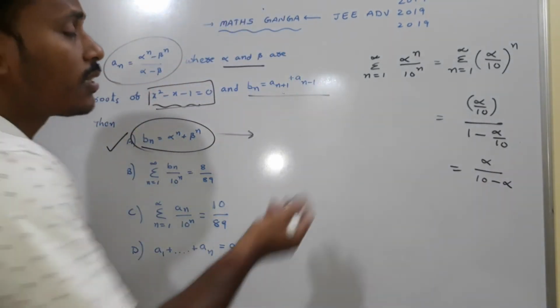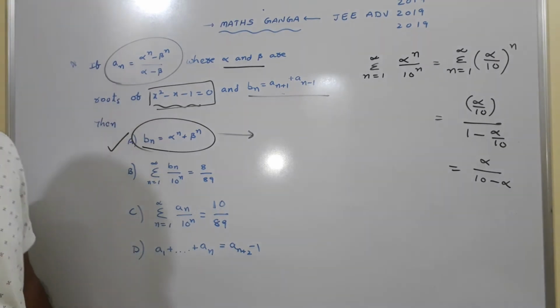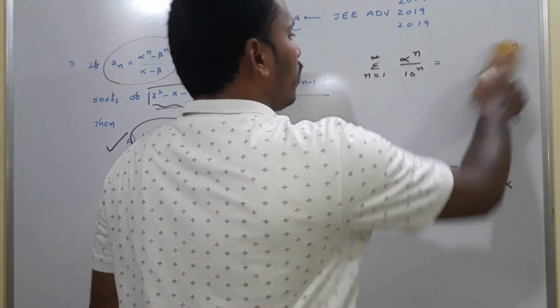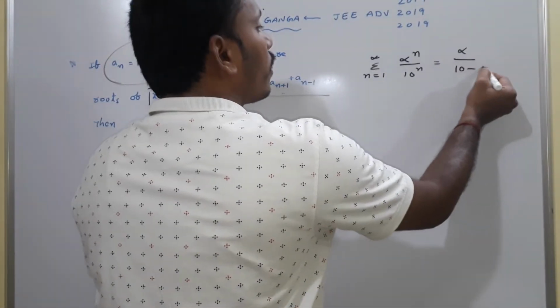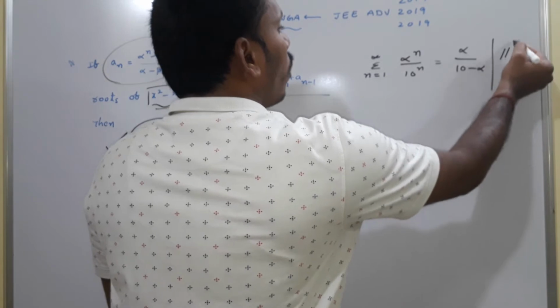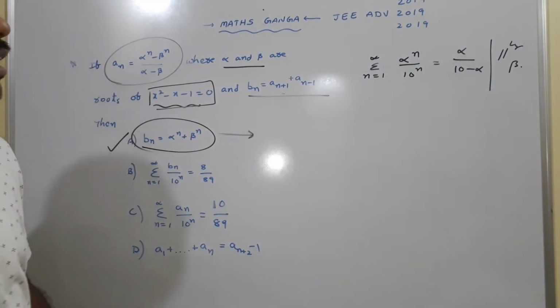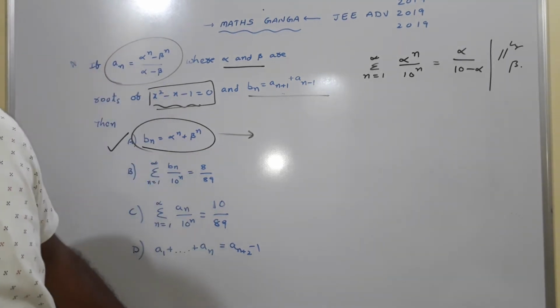So sigma n running from 1 to infinity alpha power n by 10 power n is equal to alpha by 10 minus alpha. Similarly I do it for beta also. If I do it for beta, then sigma n running from 1 to infinity beta power n by 10 power n is beta by 10 minus beta.